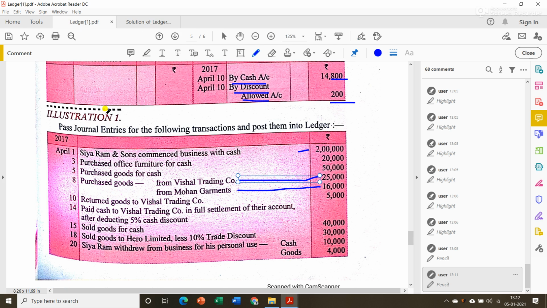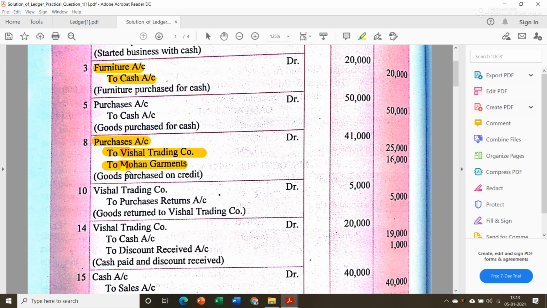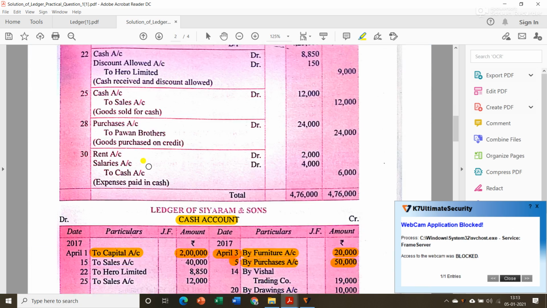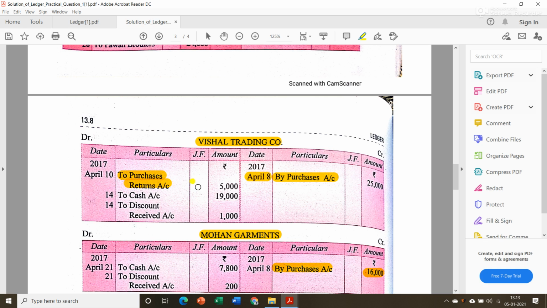Then next journal entry we have return goods to Vishal Trading Company. We purchased goods from Vishal Trading Company and we return some. So the journal entry for this will be Vishal Trading Company is the receiver of goods and we are returning, purchases return account 5,000. So since we already have Vishal Trading Company, we will just write in the Vishal Trading Company to purchases return account 5,000.